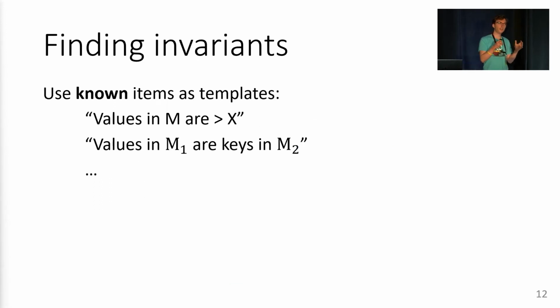Because if we represented a map as one big formula, it would be difficult to figure out which parts of that formula are invariant across iterations. But now, we have known items that are manipulated in one iteration to help us. We can use them as templates. We can look at what the network function has done and say, OK, so in the known items, all of the keys added in map 1 are values in map 2. Does that hold across the unknown items? If so, we have found an invariant.